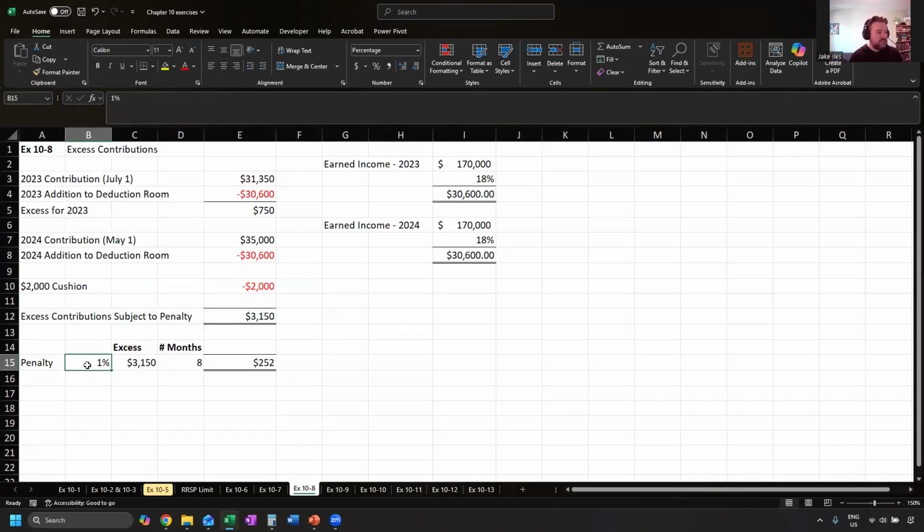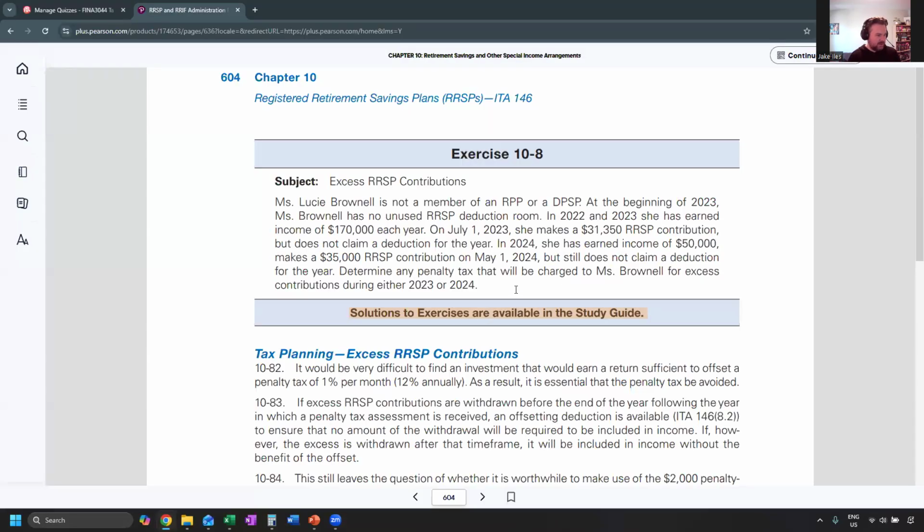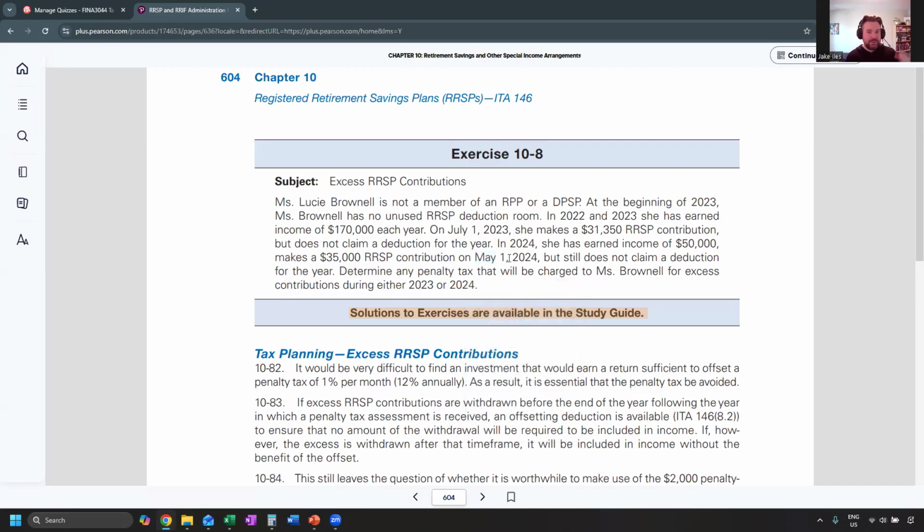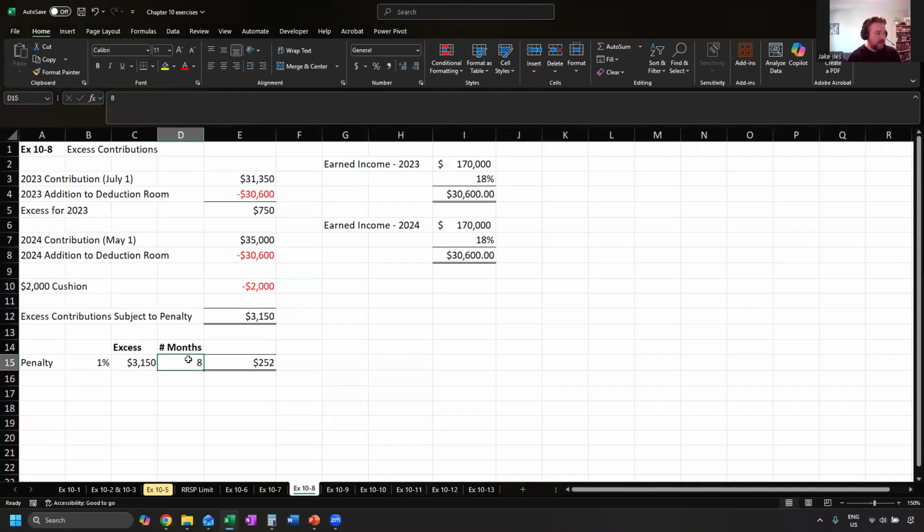So our penalty is 1% of the excess amount for every month that's outstanding. So because we contributed in May, it was outstanding for 8 months, from May 1st to December 31st. So for 8 months, 1% of our excess amount comes to $252. So we'll have to pay a penalty of $252 for over contributing to the RSP account.